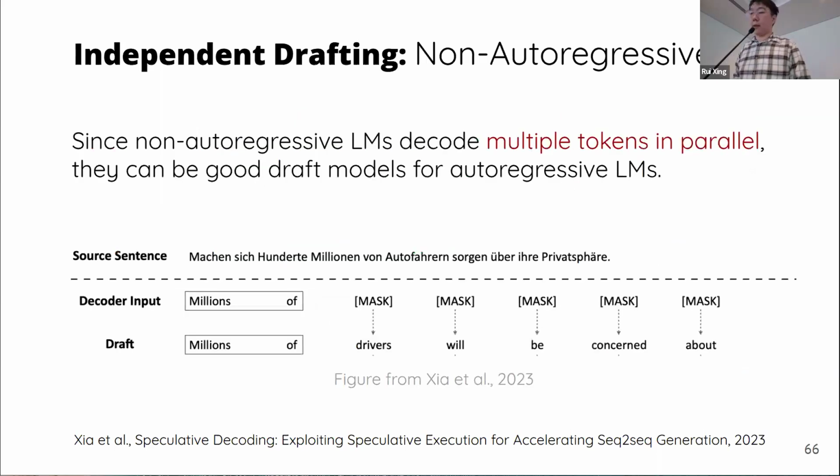You can see a real case from the original paper. Since non-autoregressive models decode multiple tokens in parallel, they can be good draft models. Here, given the prefix "millions of", the decoder directly decodes the whole sentence. Okay, so what's the drawback of the non-autoregressive model? As we just mentioned, a non-autoregressive model usually does not give equivalent quality to an autoregressive model, but they are suitable for a draft model.